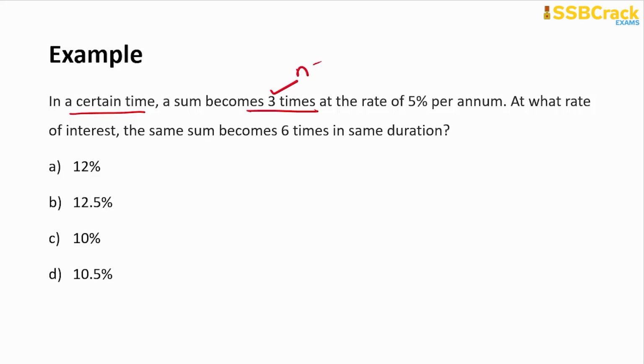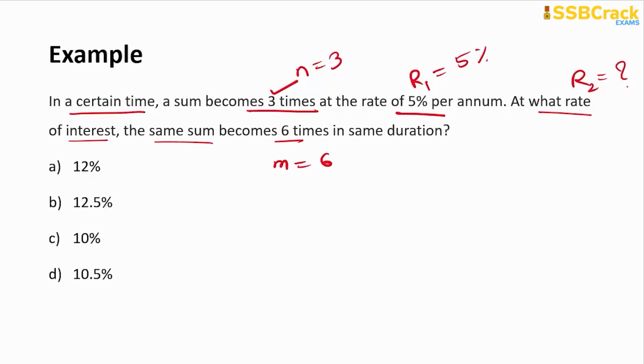So this is n. At the rate of interest 5% per annum, here they have given us R1. At what rate of interest, that is, they asked you about R2. At what rate of interest the same sum becomes 6 times. So here they gave us the m value, that is 6, for the same duration. Said you right, when time is same, they ask about rates, giving one rate in the question, asking about the other rate.